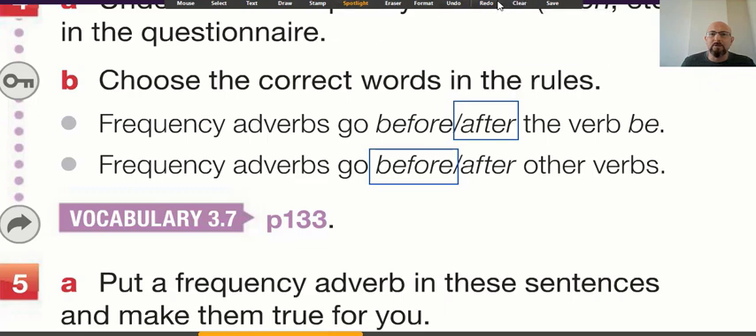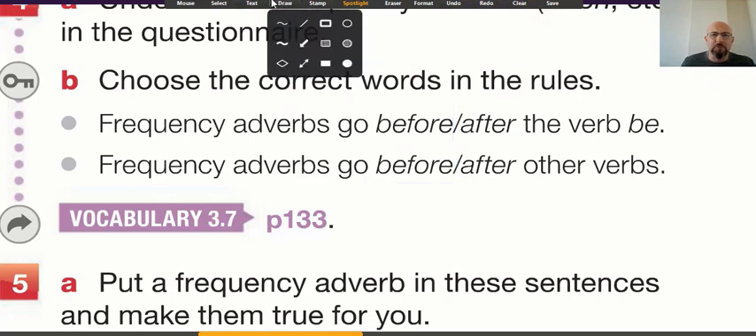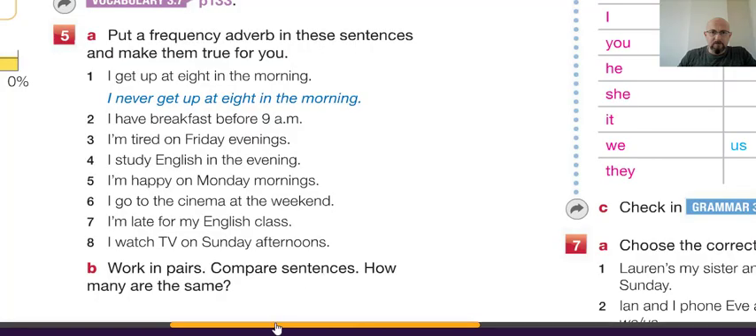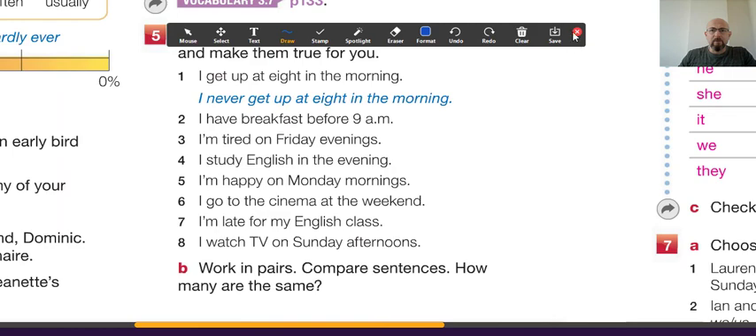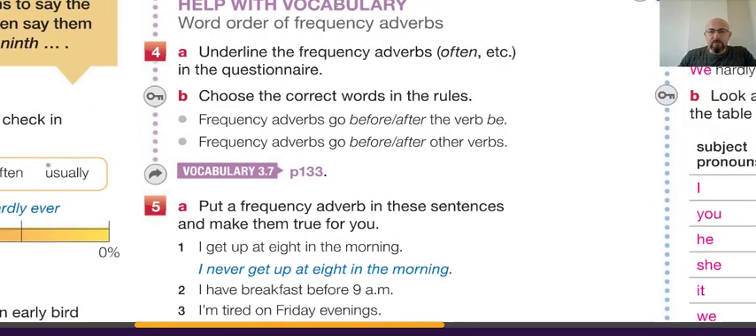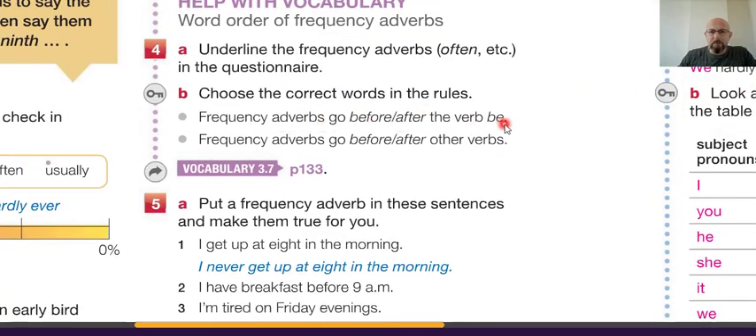Okay, now let's go to exercise number five to practice frequency adverbs. Here we say: put a frequency adverb in these sentences and make them true for you. Let's see: I get up at 8 in the morning. Number one, we need to find the place for the frequency adverb. We know frequency adverbs go after the verb to be, and frequency adverbs go before other verbs.